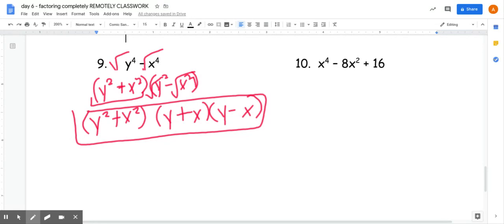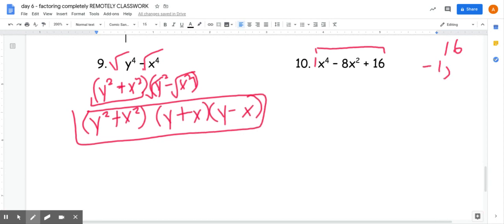Now for number 10, again, you ask yourself, is there a GCF? There is no GCF, and it's not a difference of two squares. It's got three terms. So this is another fancy trinomial factoring, where we're going to group it. You multiply your 1 and 16, you get 16. Two numbers that multiply to 16 that add to negative 8 is what we're looking for.